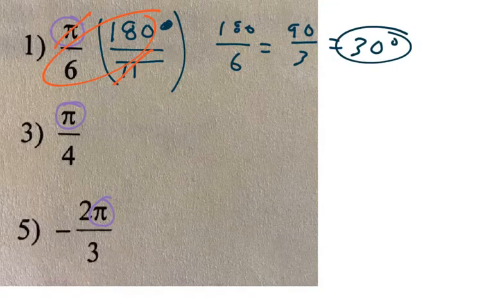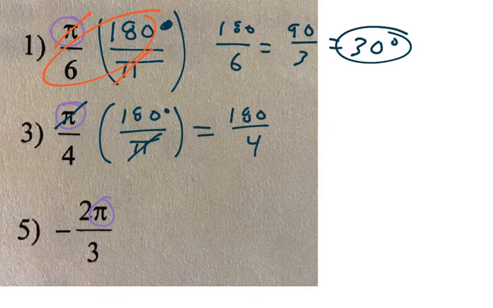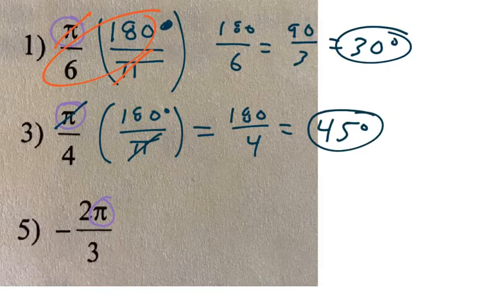You could have reduced it the other way. 6 times 30 basically is 180. Okay? Let's go with pi over 4. Again, all you need to know is that 180 degrees is the same thing as pi. So we're going to use that ratio. The pi's cancel out. That's how you know you did it right. And I have 180 over 4. Again, you could use a calculator, but if you divide that, you will get exactly 45 degrees.